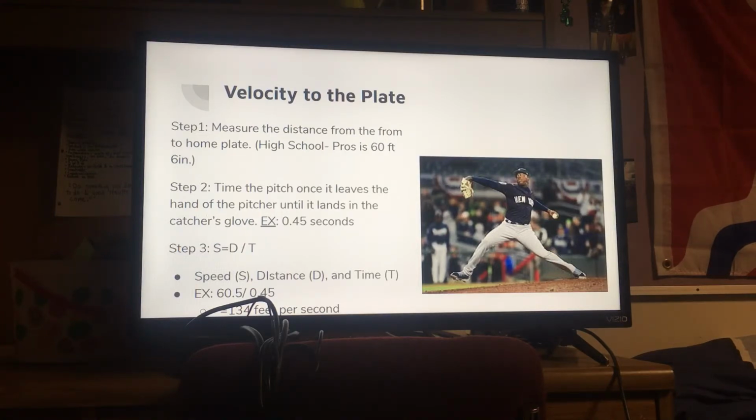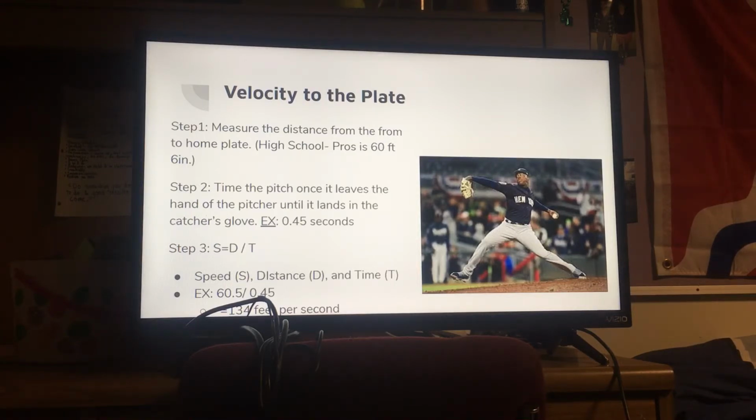Then you measure the time that it takes from the pitcher to throw the ball. Once it releases his hand and then goes into the catcher's glove, then you stop the time. At the major league level, 0.45 is pretty normal. So we're going to go ahead and go with 0.45. And then this is the formula you have. It's S equals D over T, or speed equals distance over time.